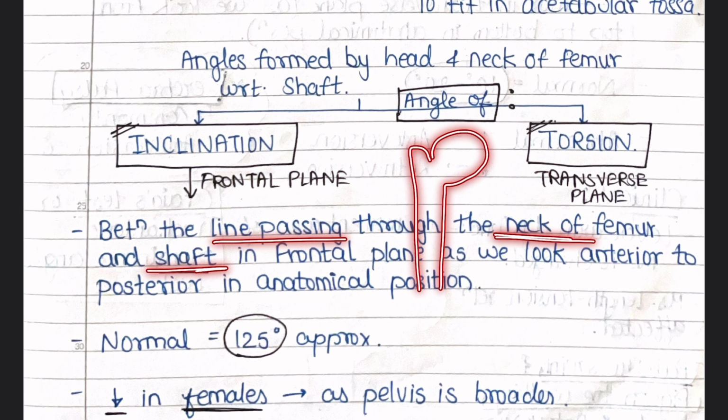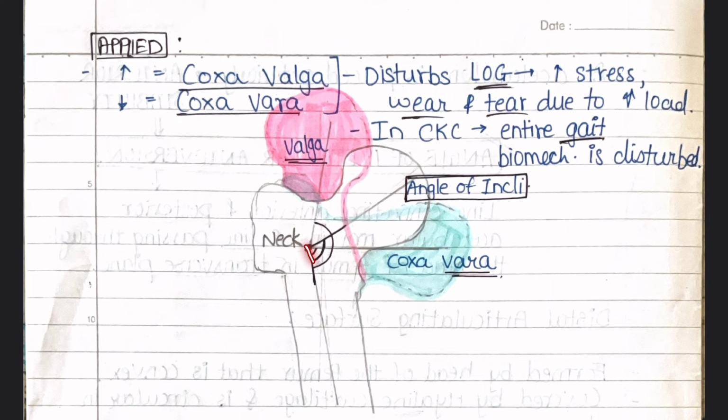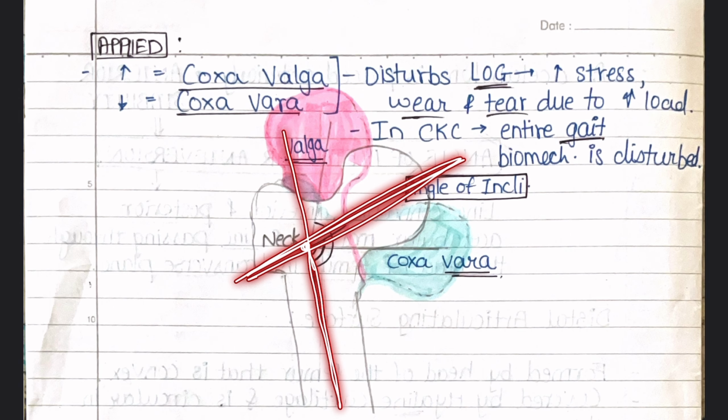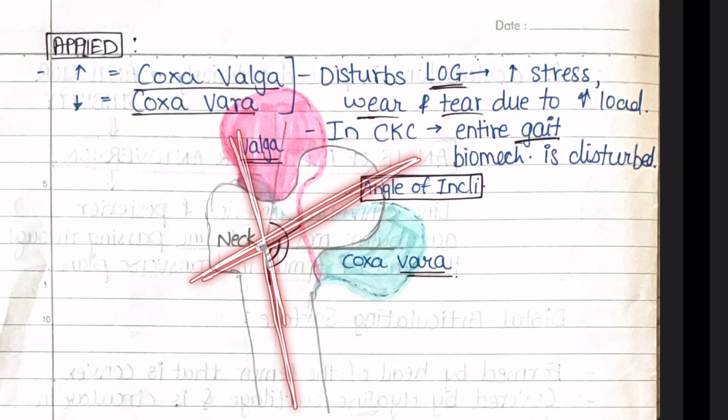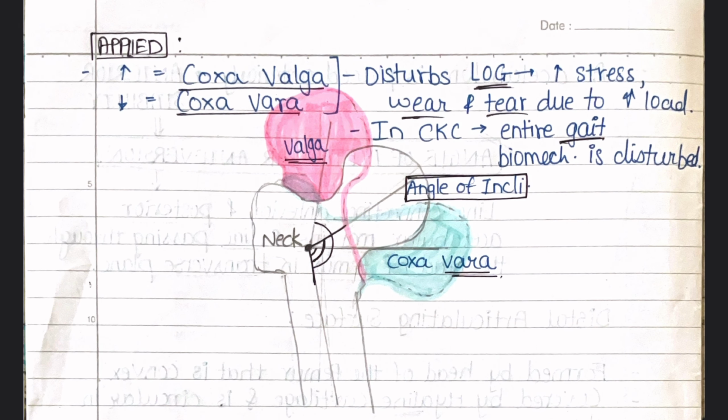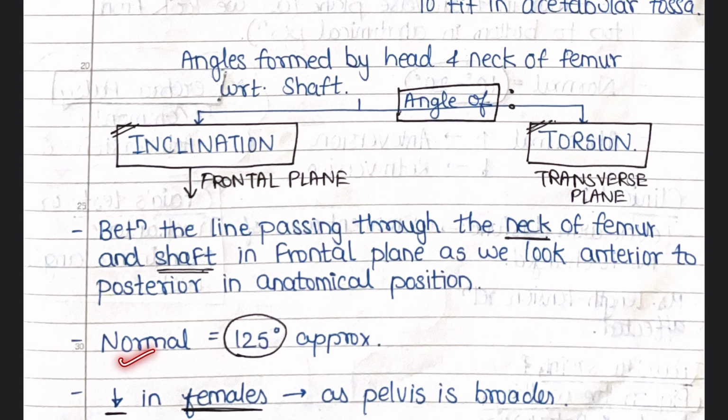The neck of the femur. So this is the line which is passing through the neck of the femur and shaft of the femur. So this is the angle of inclination. You can see this here. See, this is through the shaft and this is through the neck. So this is the angle, this angle of inclination. So it should normally be approximately 125 degree.